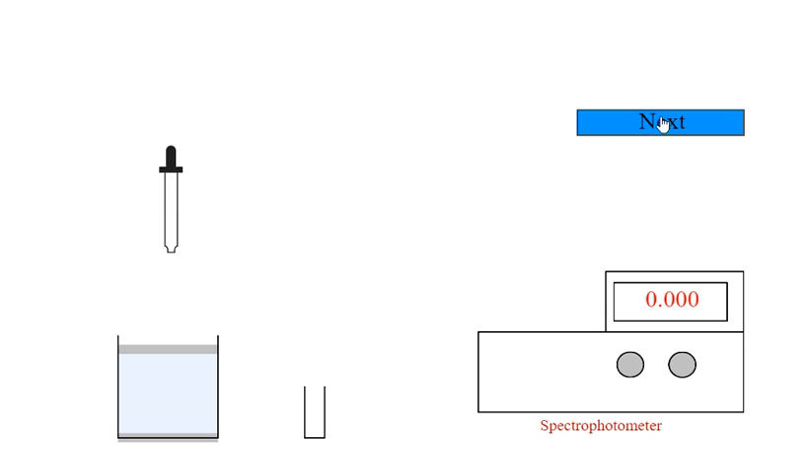So now I'm going to fill a little bit of that solution into an optical cuvette. It's just our little glass test tube. Then we're going to put that into the spectrophotometer and record the absorbance of that. The absorbance of that blue color left over is 0.122. We'll be able to use that 0.122 to determine the amount of copper solution that's left over.